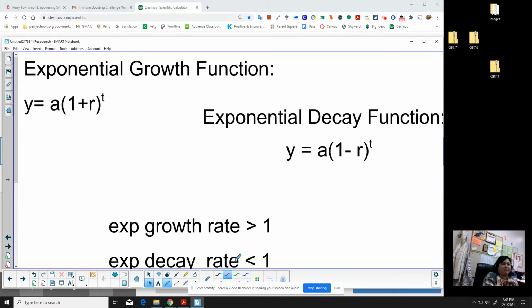Your growth formula, remember, has a plus sign, so this number inside the parenthesis will be bigger than 1. And the decay function has a minus sign, so the number inside the parenthesis will be less than 1. Remember, you can identify something as a growth or decay by looking inside the parenthesis. If that number is greater than 1, it's a growth. And if that number is less than 1, it is a decay.